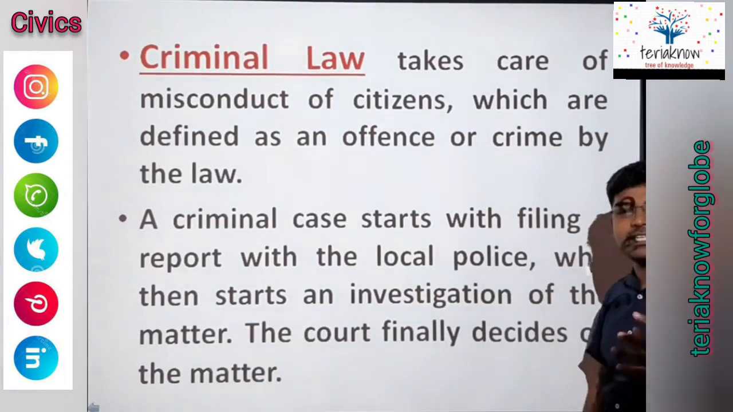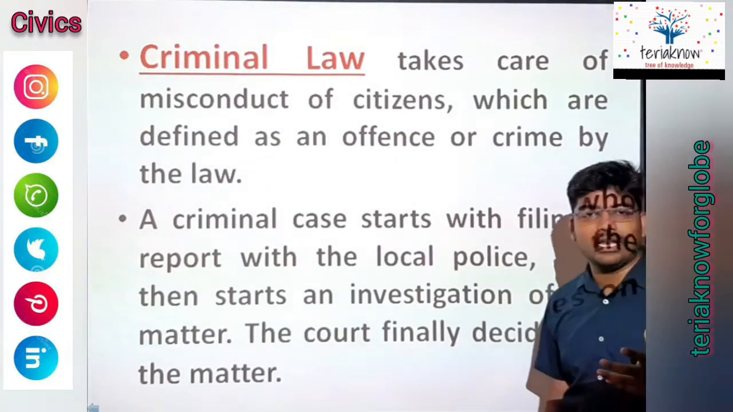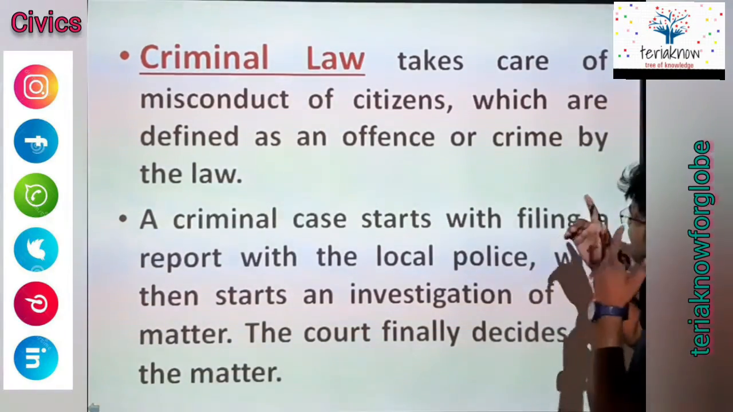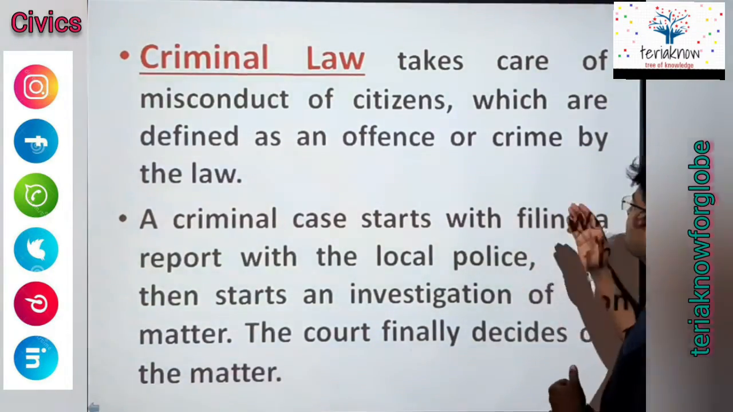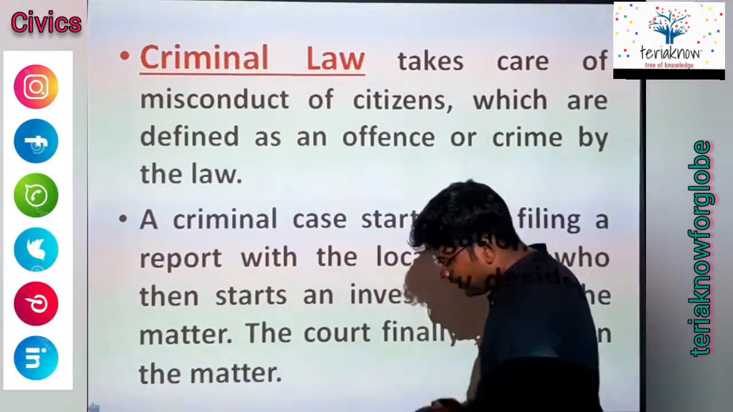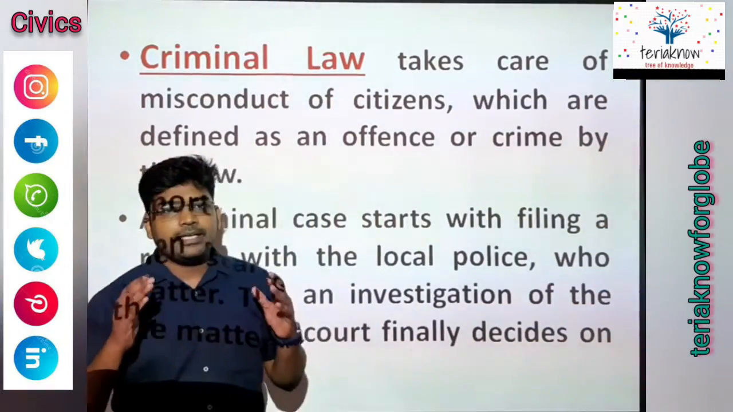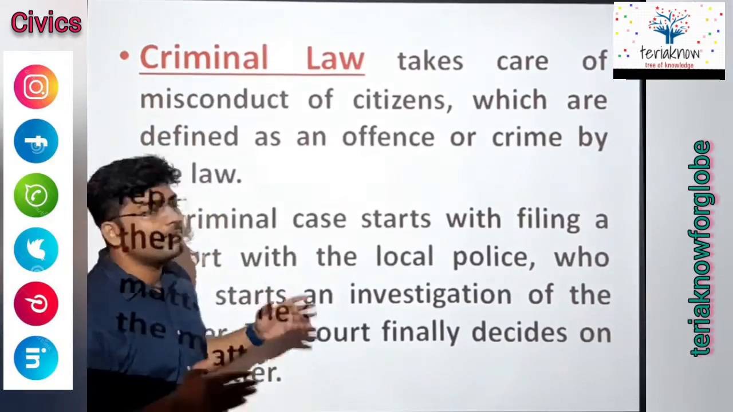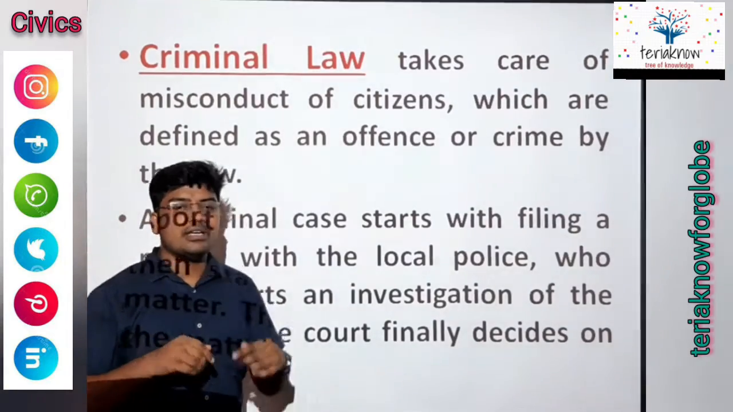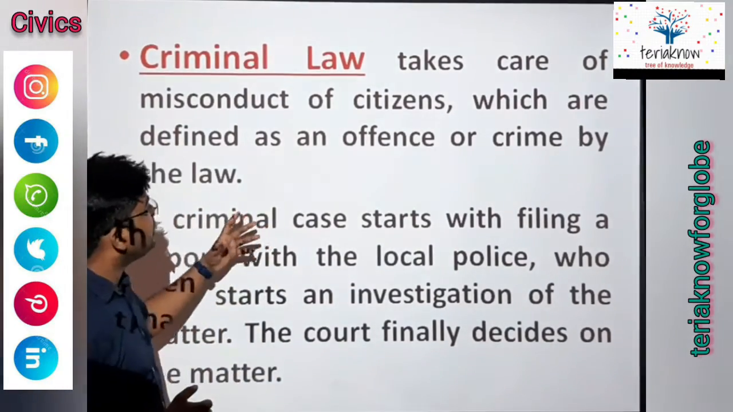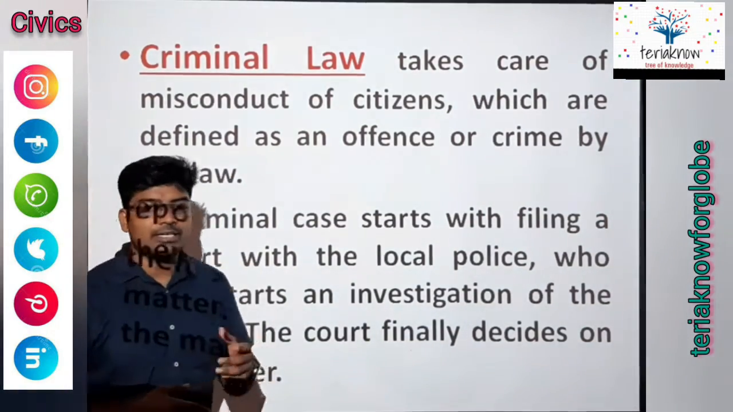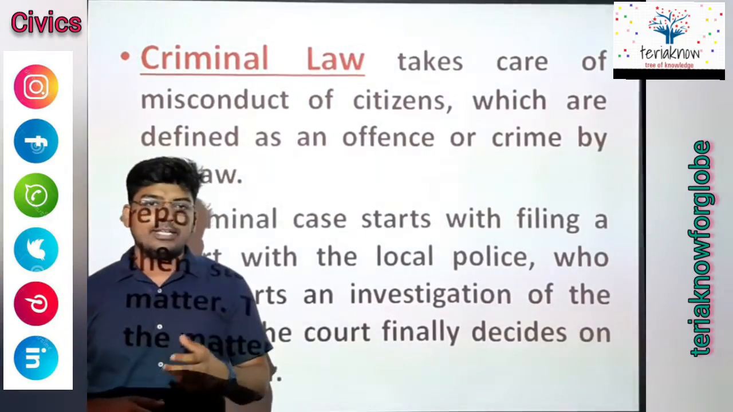Criminal itself indicates crime. One who commits a crime is called a criminal. Understood? If someone is committing crime, they are known as criminals. So criminal law takes care of misconduct of citizens which is defined as an offense or crime by the law. If you have committed any crime or offense, and it is mentioned in the law or the book, then it will be considered a criminal offense. It will come under the criminal law. Understood?